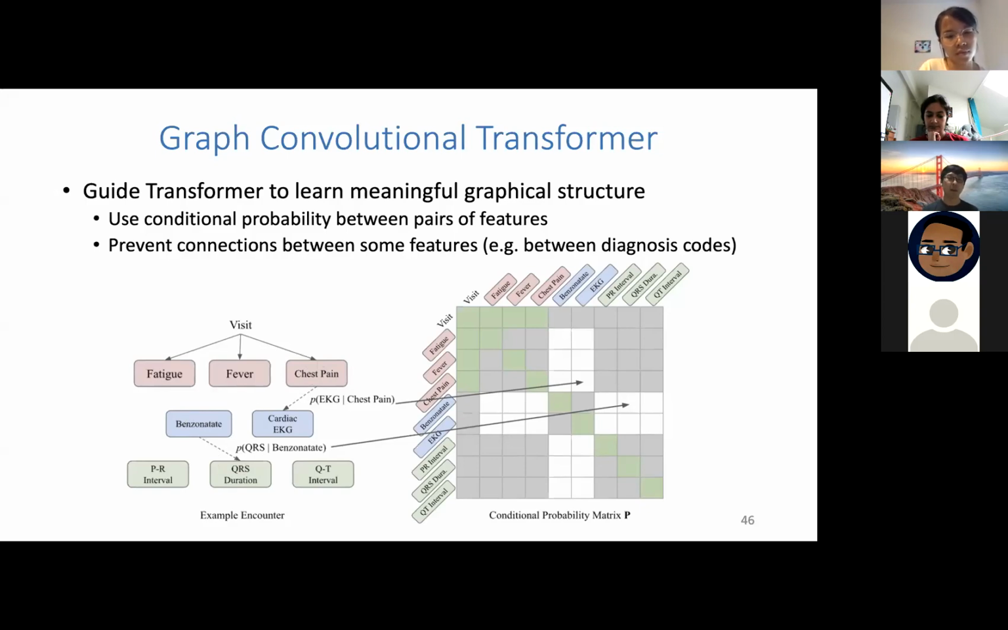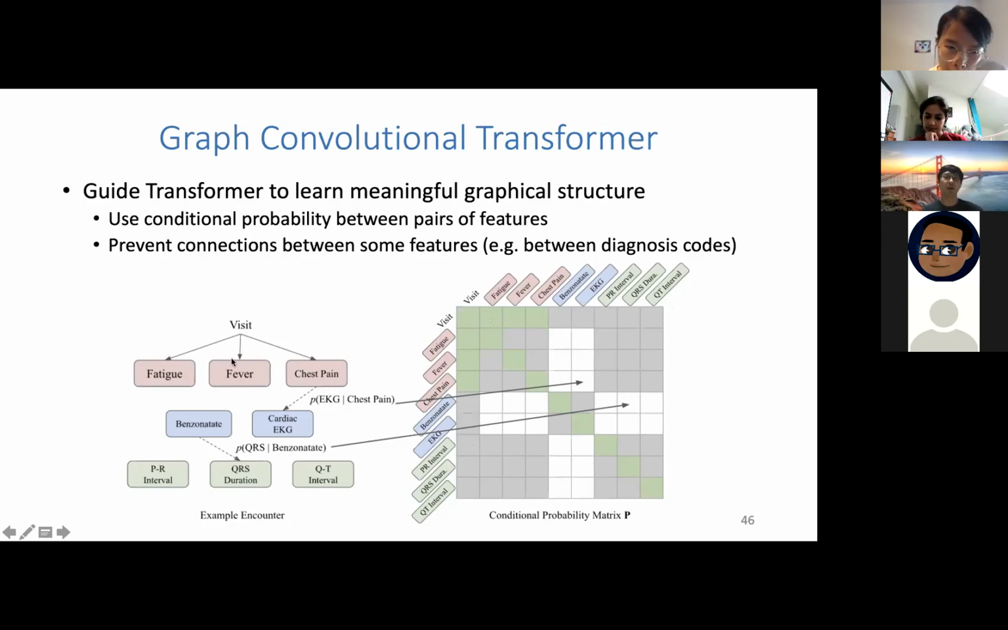So based on this conditional probability, you can fill in this conditional probability matrix, where the rows and columns represent the codes. Here, we always have the visit node, followed by diagnosis nodes, Medicaid, and the treatment nodes, and the lab nodes. And you know that the visit node is connected to all the diagnosis codes. So these are all just given, and there should always be a self loop in order to make the learning process feasible. And then some cells or some connections are forbidden.